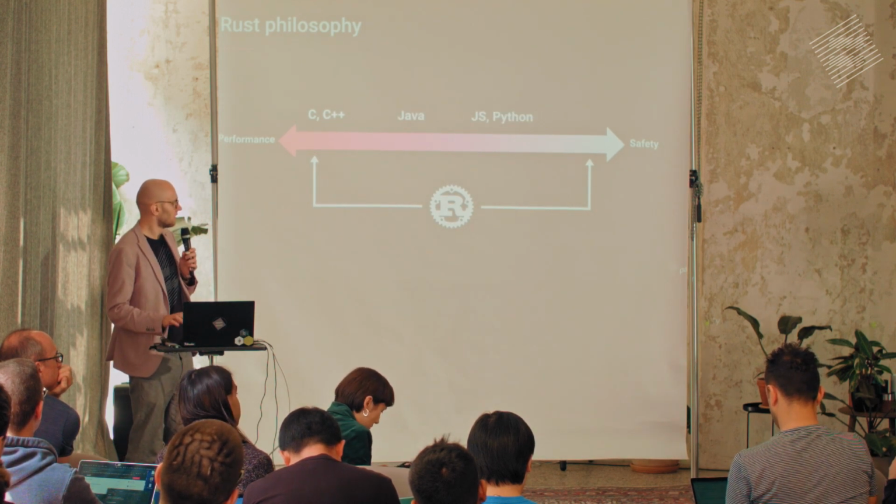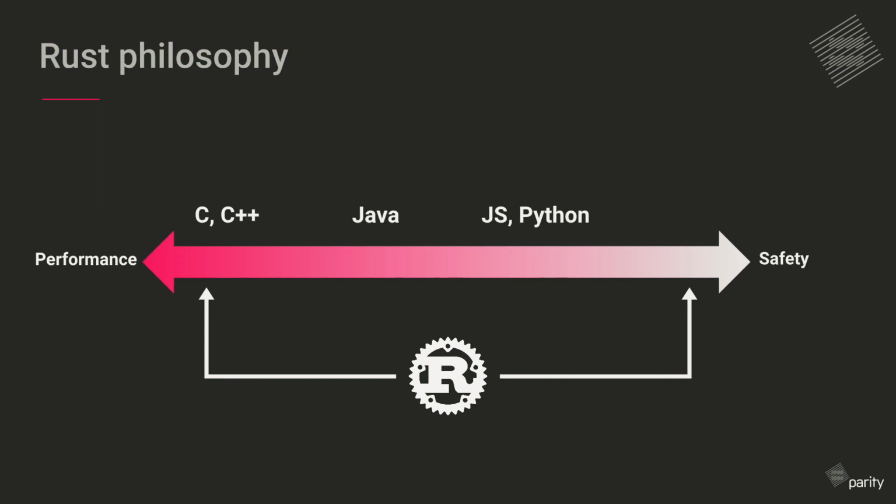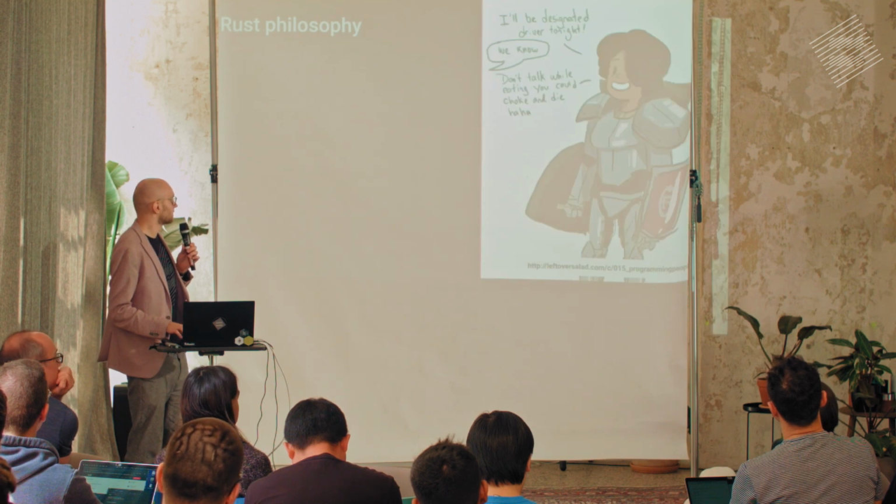And actually, it's more like this. It actually tries to give you more safety than even the languages considered safe. It tries to go a step further than that, which is why it makes perfect sense to use Rust for blockchains, because you want your code to be correct. You don't want horrible things happening on the blockchain.